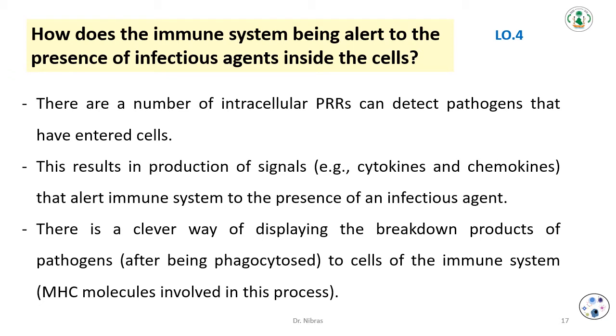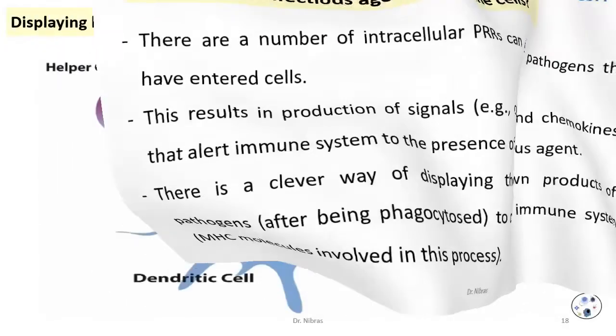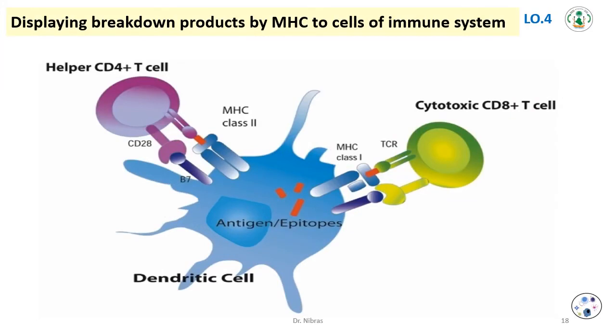There's a clever way of displaying the breakdown product of a pathogen after phagocytosis to cells of the immune system, through binding with MHC molecules involved in this process. MHC means major histocompatibility complex, which is involved in displaying the breakdown product of pathogen on the antigen presenting cell, APC, to the cells of the adaptive immune system. It's also involved in transplantation. Displaying breakdown product by MHC to cells of the immune system.